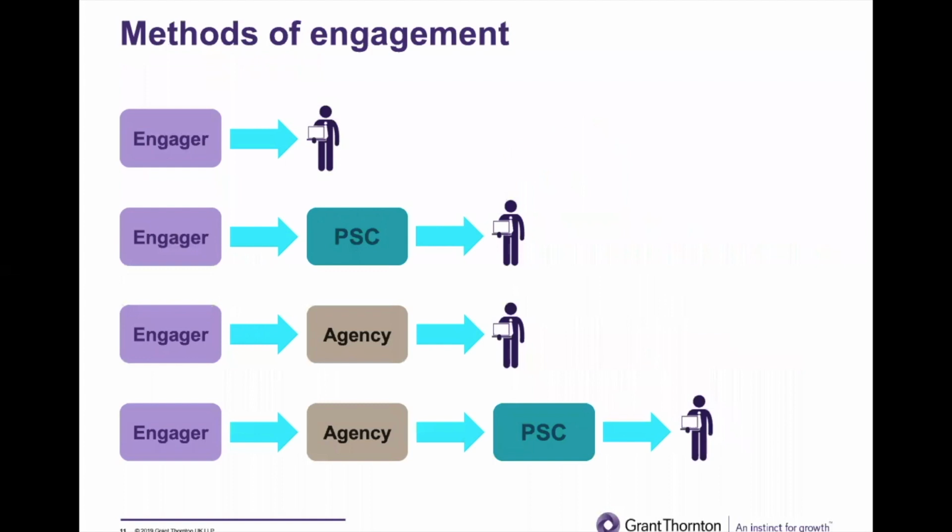So typically, we see contractors engaged by the following methods: either directly by the engager or the client, by the engager via their personal service company, via an agency, or their personal service company may be engaged via an agency. The IR35 rules are only concerned with those methods which use a personal service company, so method 2 and 4 in this slide. In the absence of a personal service company, the usual employment status or agency worker rules would apply.